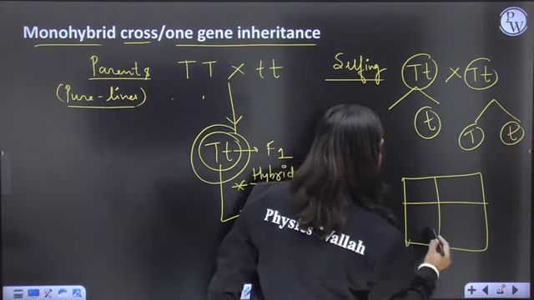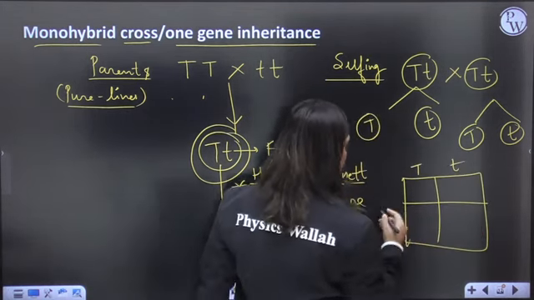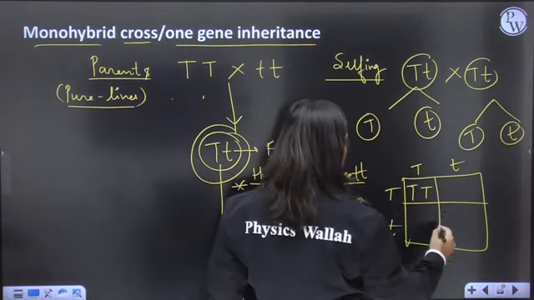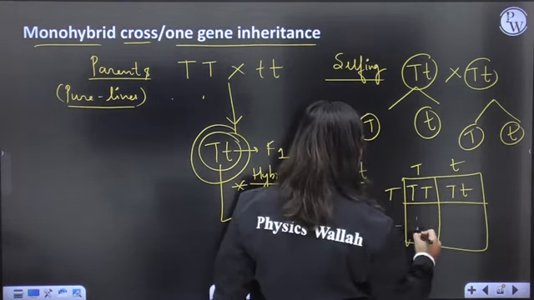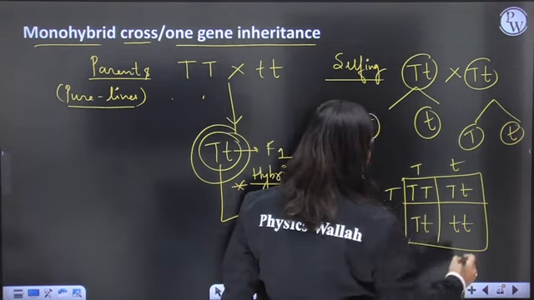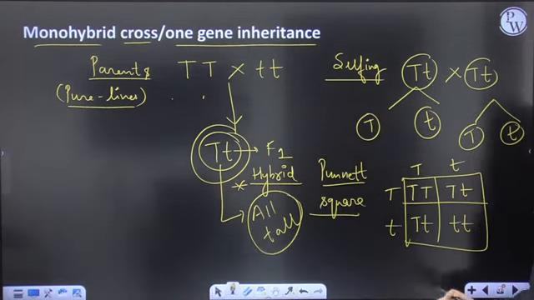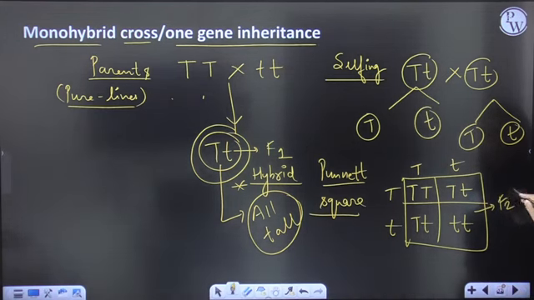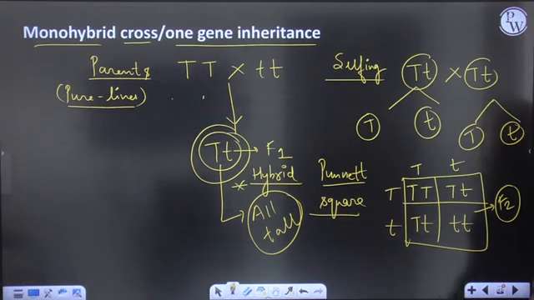Now we will put one type of gametes here and the other type of gametes here. So capital T, small t, and capital T, small t. So these are the basic things you already know. Okay, so what we have obtained here, beta, is the F2 generation.